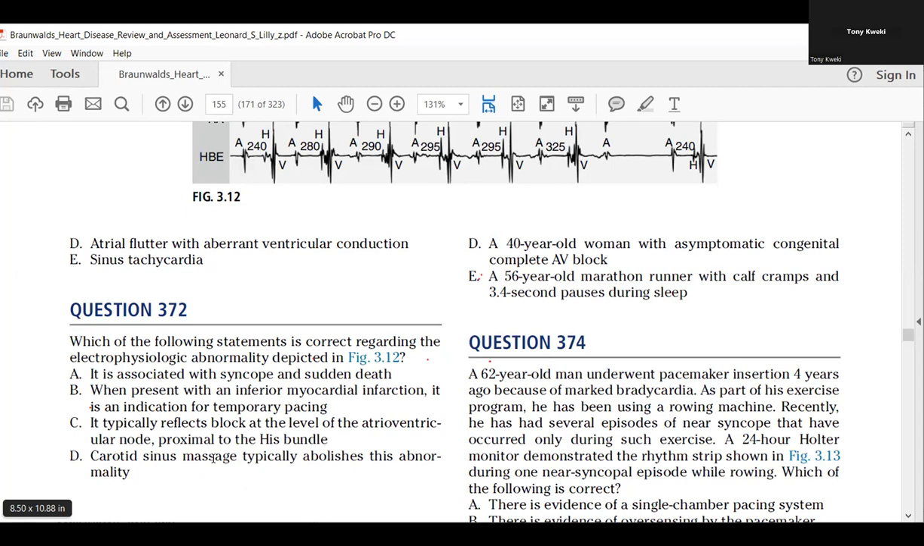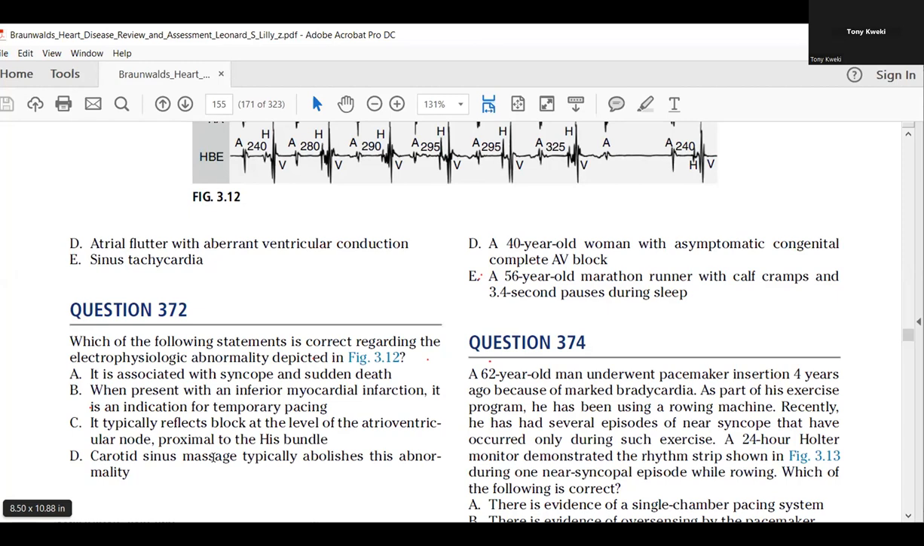And then, when we use vagal maneuvers like carotid massage, what it does is that it typically helps to enhance type 1 AV block. It prolongs the AV node conduction. Because of that, it is usually useful to differentiate between type 1 and type 2 AV block, because it causes prolongation, and we'll be able to pick out these things better compared to a type 2.